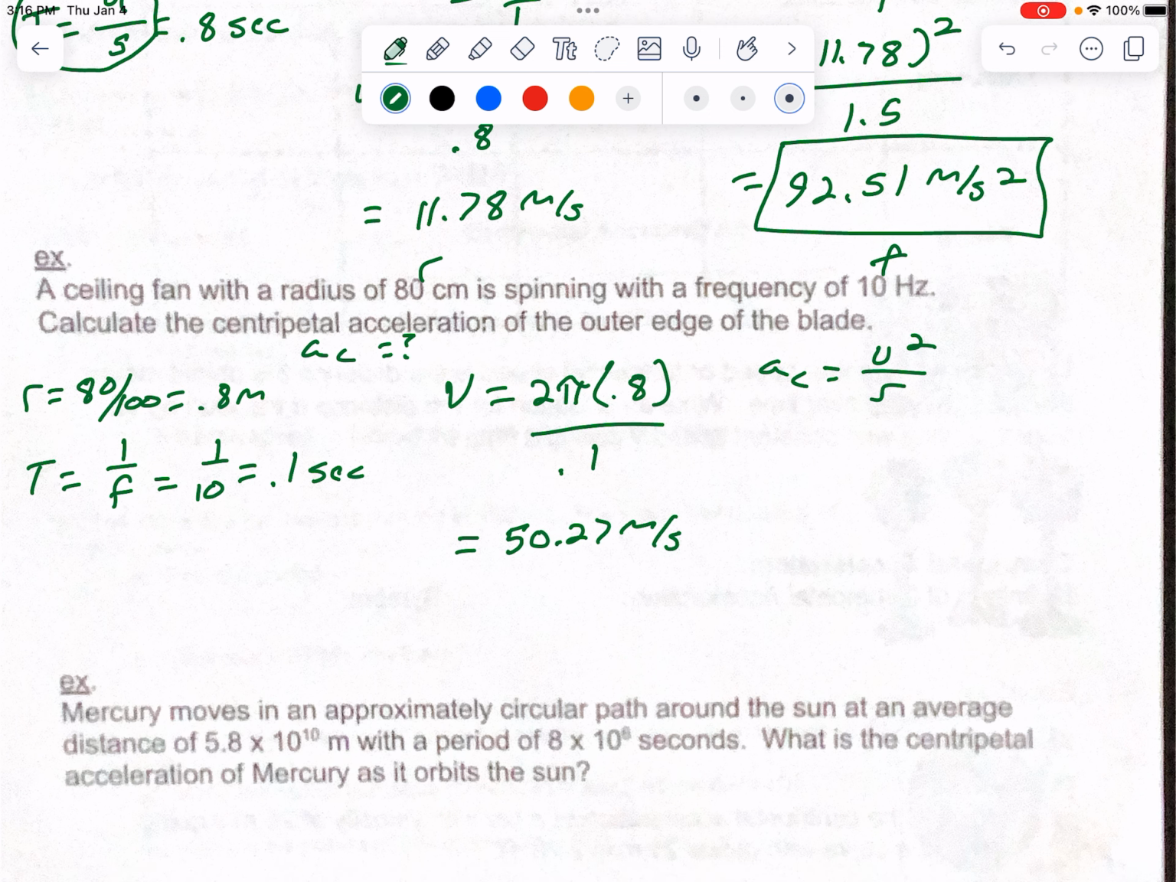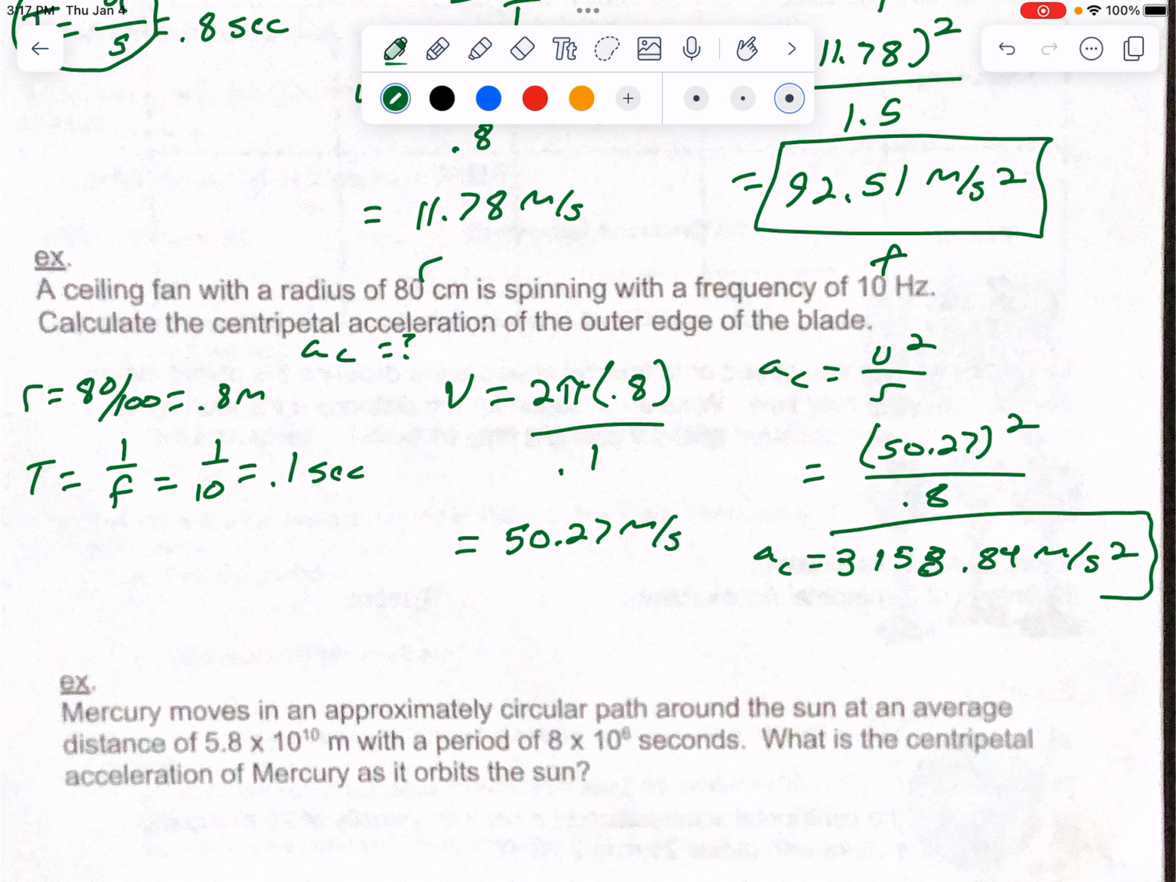Now I can bring that over here to my AC. So AC equals V squared over R, so 50.27 squared over my radius, which is 0.8. So my acceleration is going to be 3,158.84 meters per second squared.